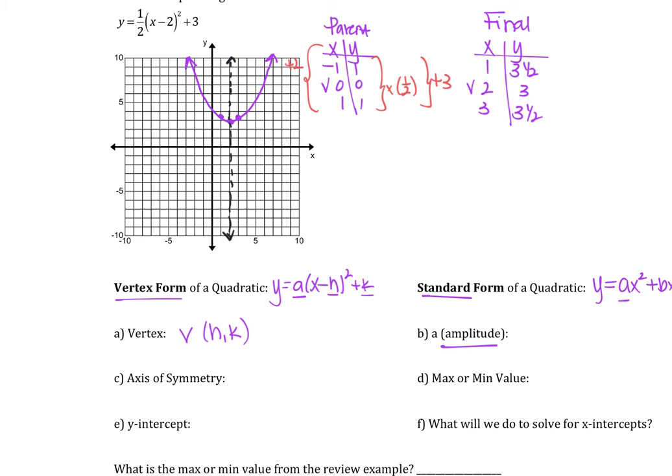So our axis of symmetry is always going to be a vertical line, so x equals, and it will pass through the vertex, so it will pass through the h value of my vertex.